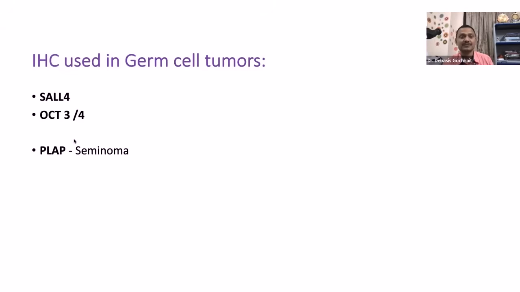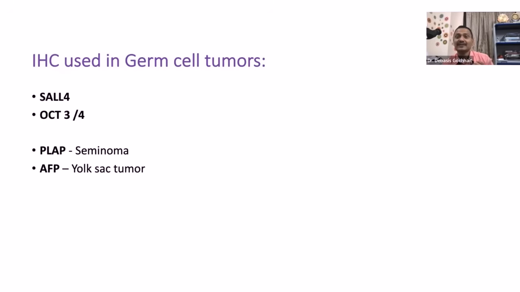Then you can use specific markers like PLAP, placental alkaline phosphatase, that is positive in seminoma. You have AFP, alpha fetoprotein, that is positive in yolk sac tumor. Can you tell me some other tumor where alpha fetoprotein is positive? Try to recall one big viscera that is around 1 to 1.5 kilos in us. It is responsible for so much of metabolism. Have you guessed the answer? The answer is hepatocellular carcinoma.